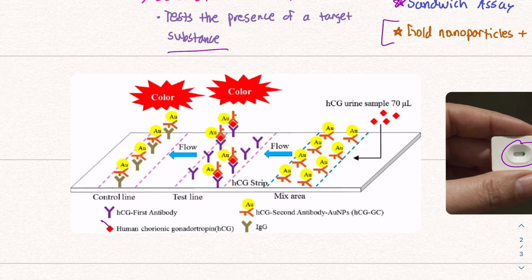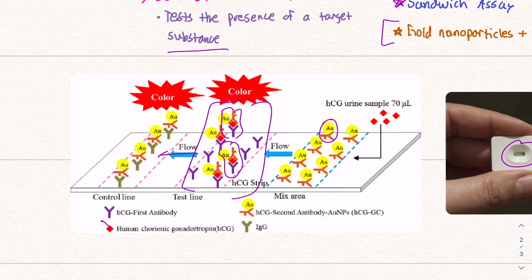Because of the way this thing is designed, this section turns red because it fits in this structure. This is how these things work. It's very, very ingeniously designed, and it's pretty accurate. So the HCG hitches a ride on this gold nanoparticle. It connects to this structure here, which will cause a reaction and turn it red.